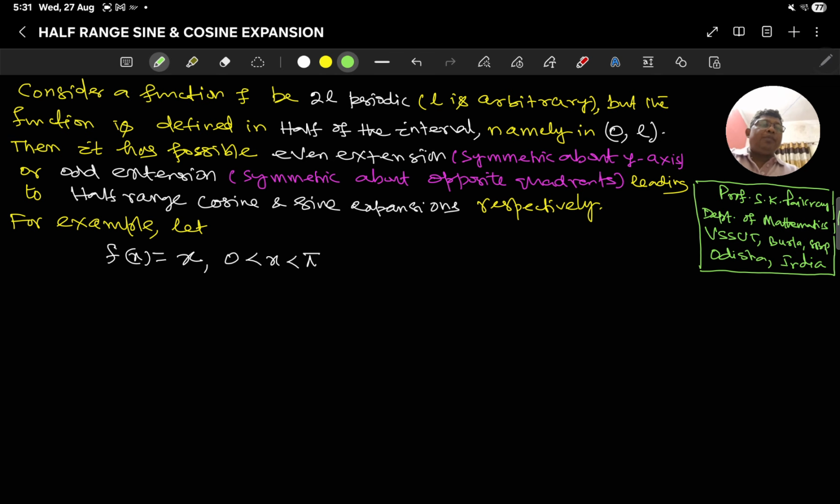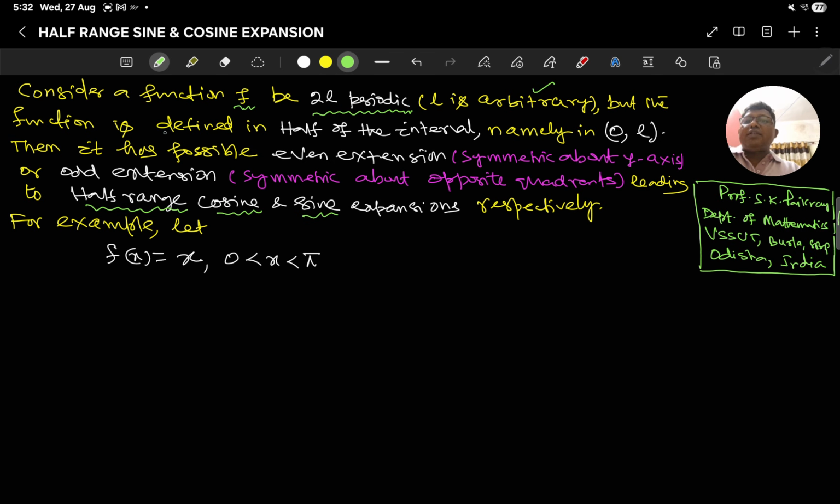Hello everyone. In this lecture I shall discuss the half range sine and cosine expansion. In my previous lectures I have discussed the Fourier series of 2 pi periodic functions and the Fourier series of arbitrary periodic functions. Here likewise the function f is 2L periodic, where L is an arbitrary period.